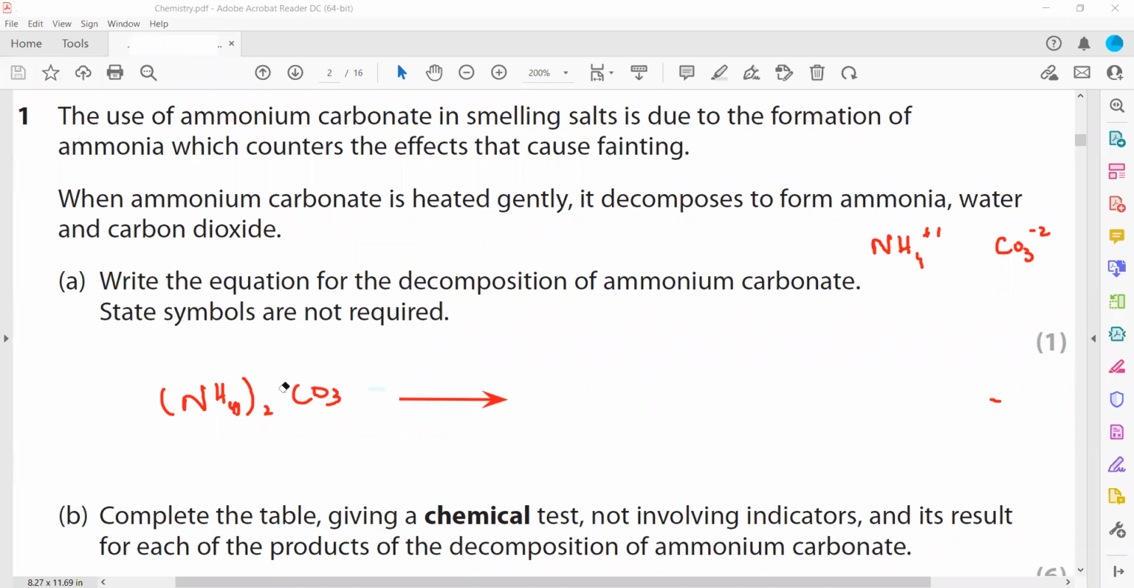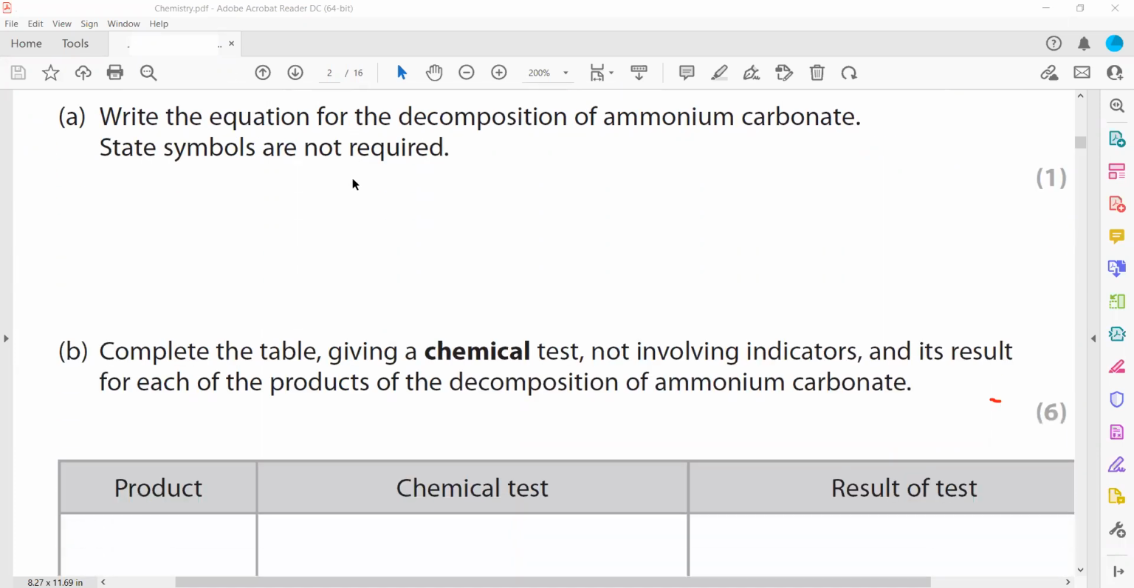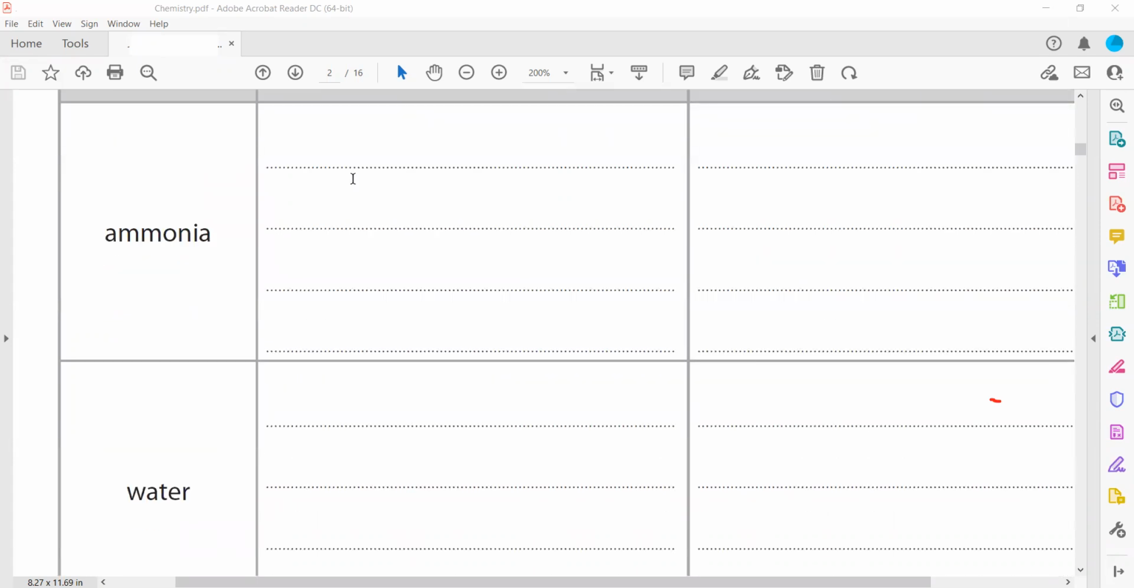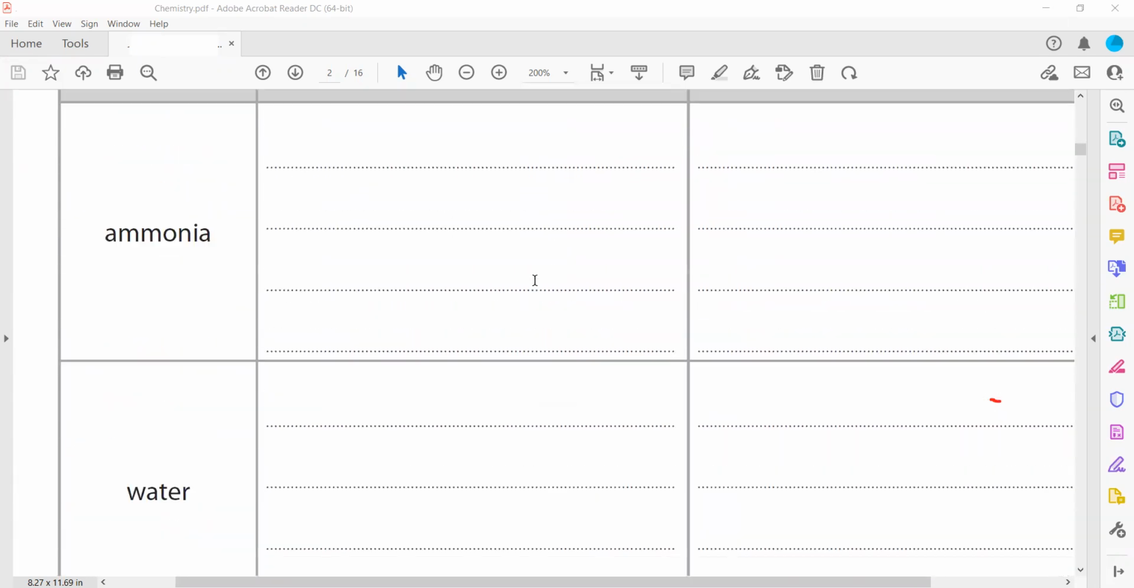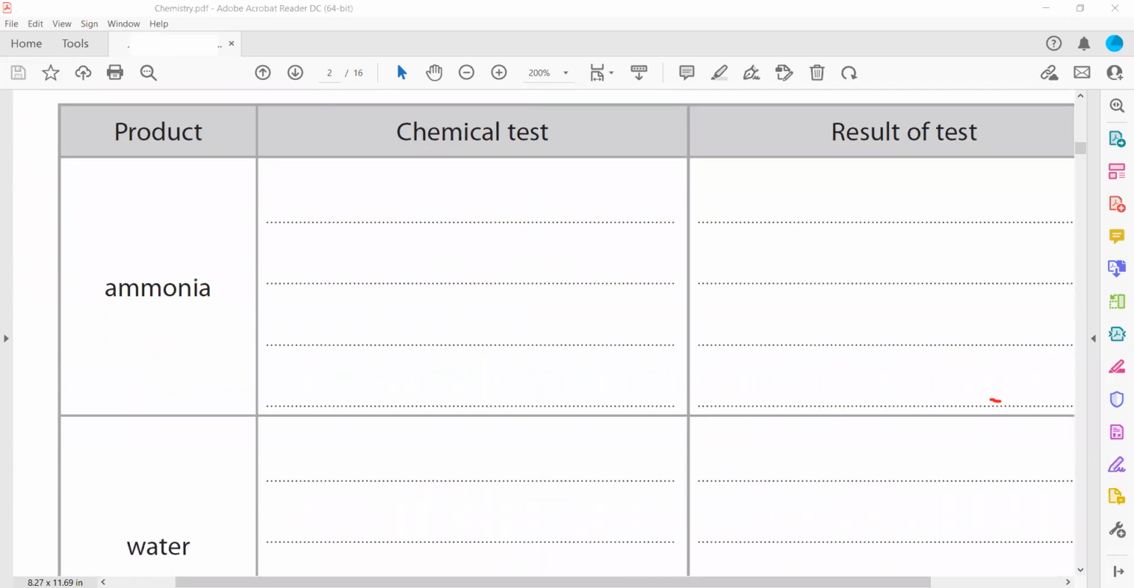The next part: complete the table, give a chemical test not involving indicators and its result for each of the products of decomposition of ammonium carbonate. So how can we test for ammonia, water, and carbon dioxide? For the chemical test for ammonia, as I mentioned, we cannot use an indicator. What we can do is react it with hydrogen chloride, hydrogen bromide or hydrogen iodide.